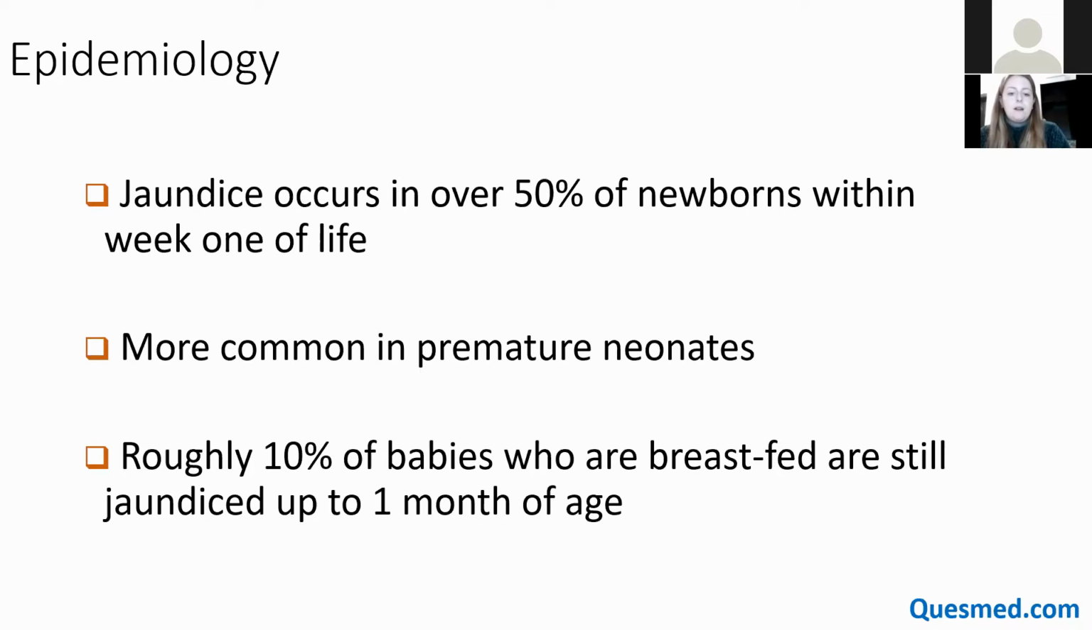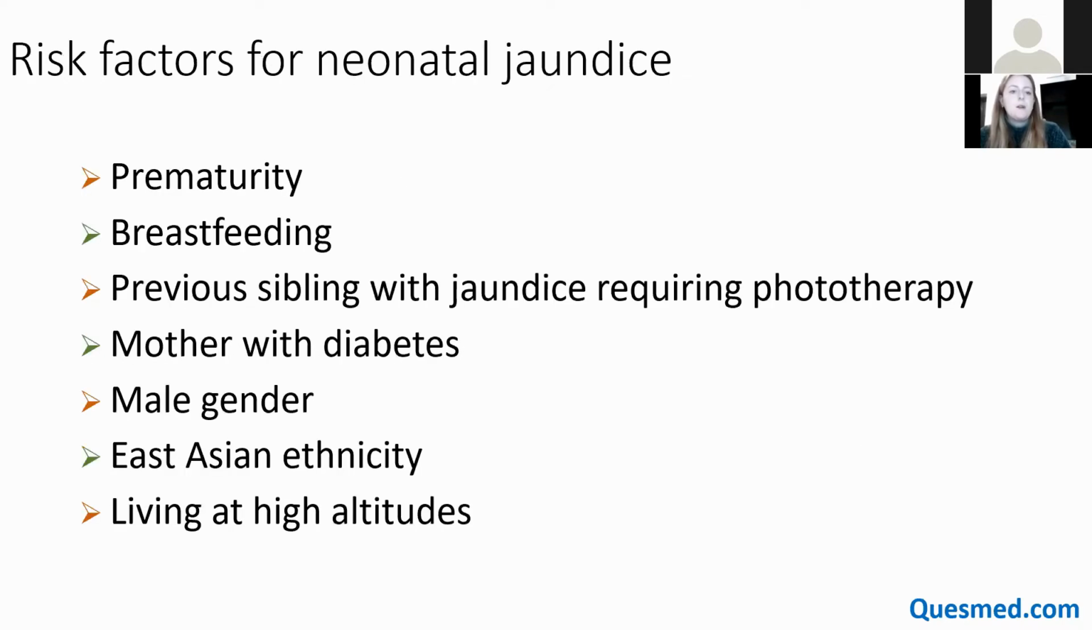If we talk a bit now about the risk factors, so I've already touched on some of these: prematurity, breastfeeding, previous sibling with jaundice requiring phototherapy, mother with diabetes, male gender, East Asian ethnicities also linked to high rates of jaundice, and living at high altitudes, which I believe is due to the fact that if you're living at a higher altitude, you'll have a higher percentage of red blood cells to adapt for the hypoxic environment. So more red blood cells will equal more breakdown of red blood cells, which will equal more bilirubin.